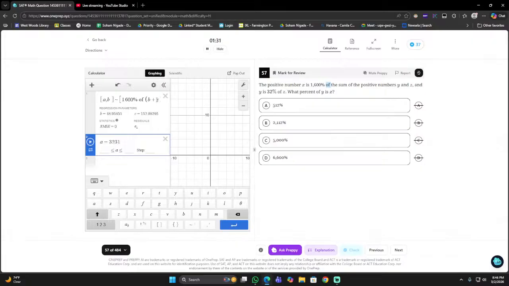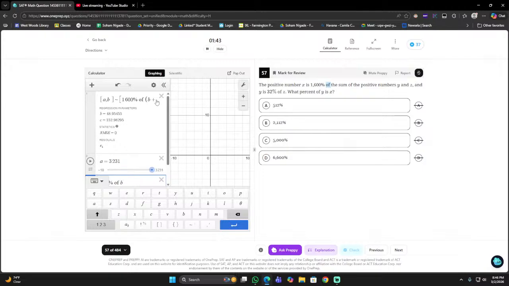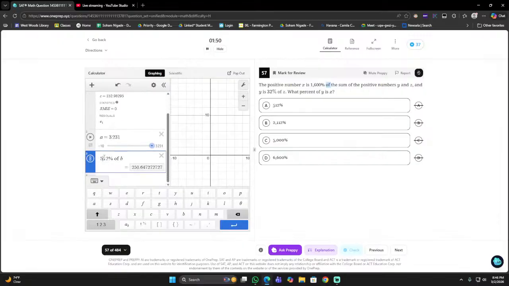Let's give this percentage. What percent of y is x? What percent of b? Okay, so let's see, 512% of b. It's not this one. 2112. That's not right. 5,000. 6600. Yeah.